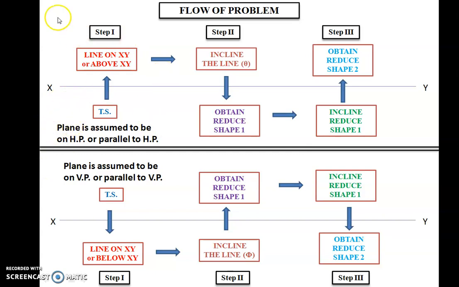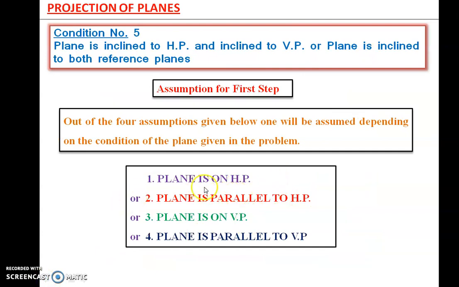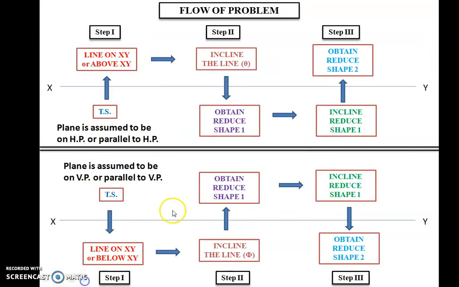Let us first discuss this particular flow. What is the assumption in this flow? That the plane is assumed to be on HP or parallel to HP. If you remember, with HP it is either on or parallel, with VP it is either on or parallel. So this will be flow 1 and this will be flow 2. Here, the plane is assumed to be on HP or parallel to HP. When we assume this, the true shape will be seen in the top view. This is the XY line. All the things below will be the top view, and all the things above will be the front view.